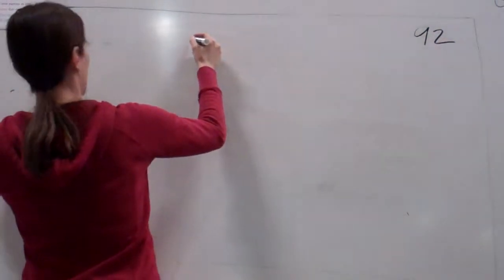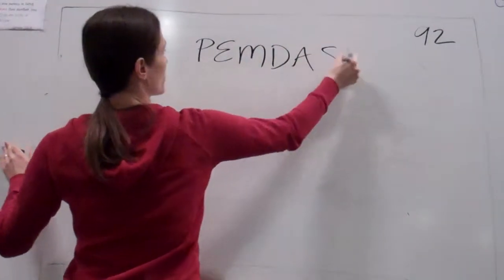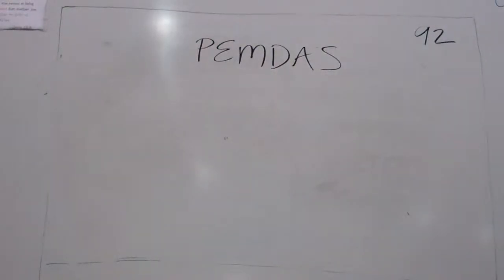So it's called order of operations. What order are we doing the operations? Not an actual operation, okay? But order of mathematic operations. PEMDAS. So everybody write down PEMDAS at the top. PEMDAS, which means please excuse my dear Aunt Sally.